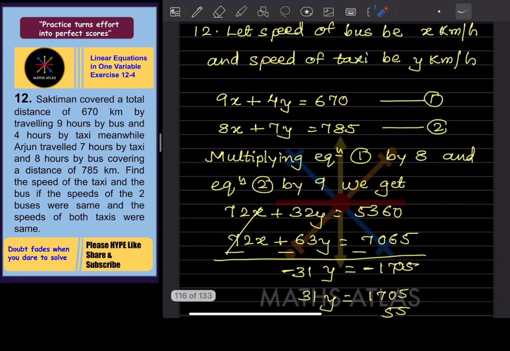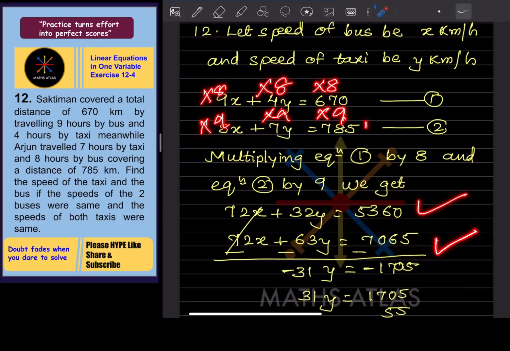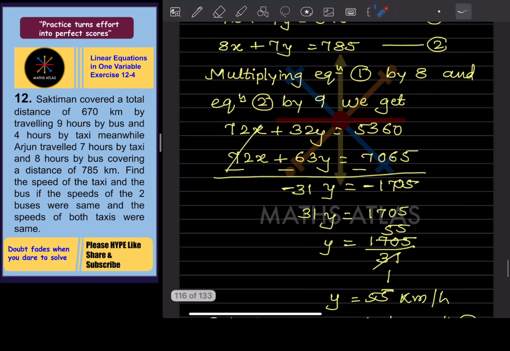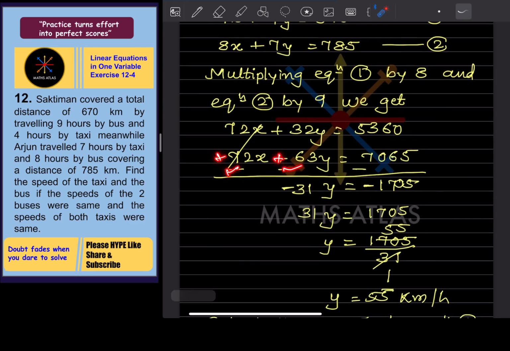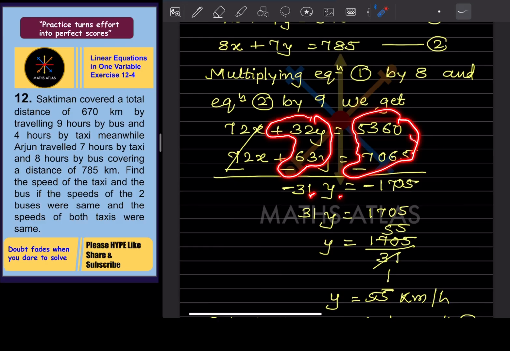Now let us see here. Again the coefficient of x is different. So let us multiply this by 8 to make it equal, and this by 9. After multiplying, you get these two equations. You can just have a look at it. Here this is minus plus, so this is going to be minus. So x gets cancelled out. So this is plus 32y minus 63y, so minus 31y, and this is minus 1705. Both sides there is minus, so that gets cancelled out.